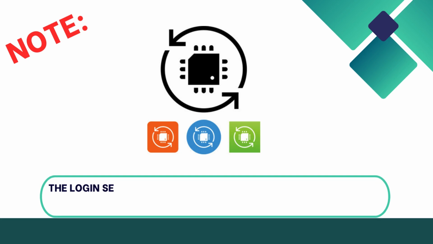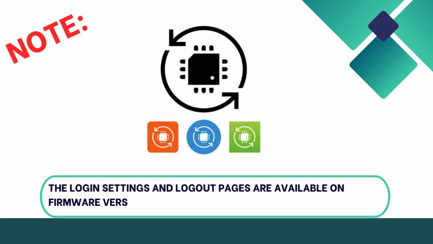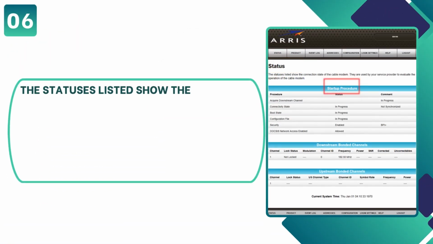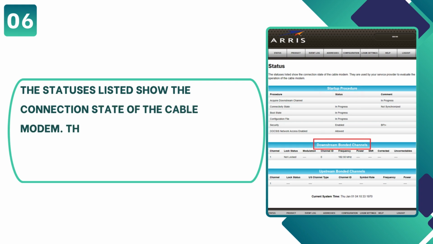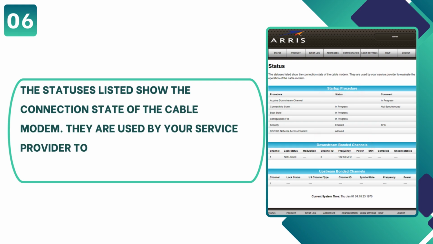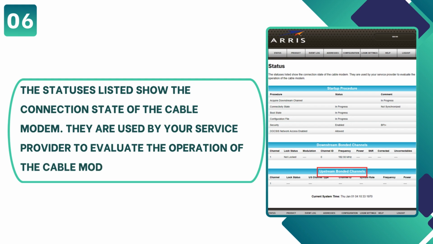Note, the login settings and logout pages are available on firmware version 9.1.103AA65L and later. The statuses listed show the connection state of the cable modem. They are used by your service provider to evaluate the operation of the cable modem.